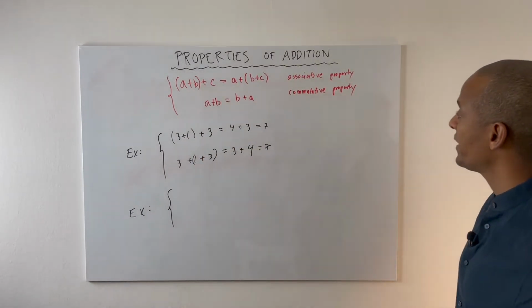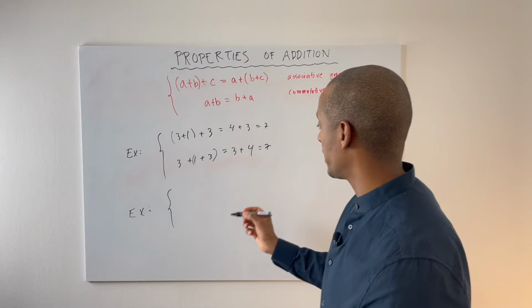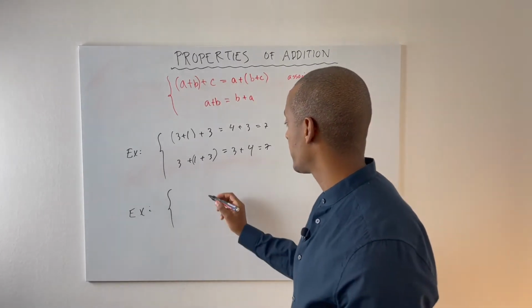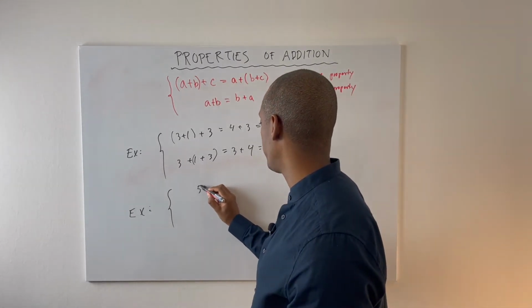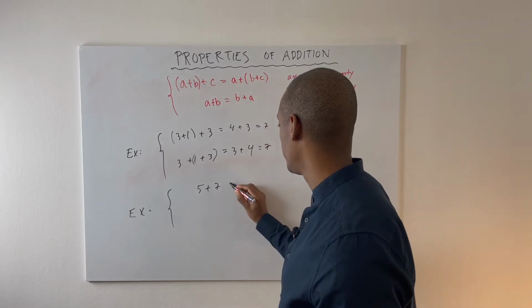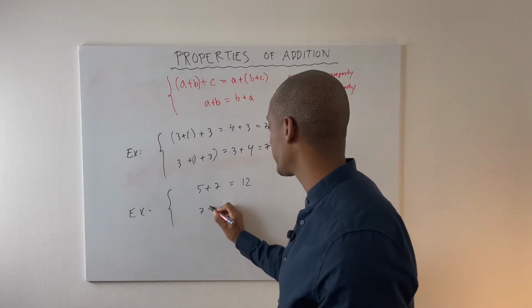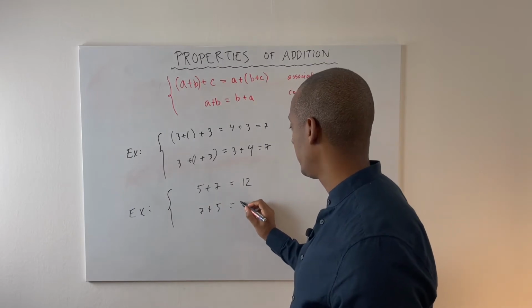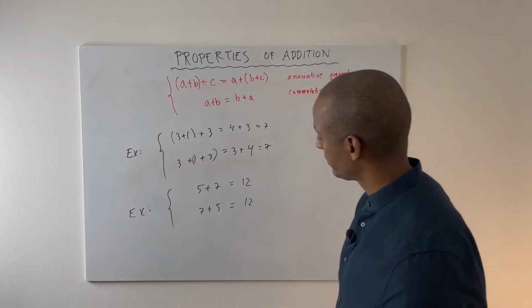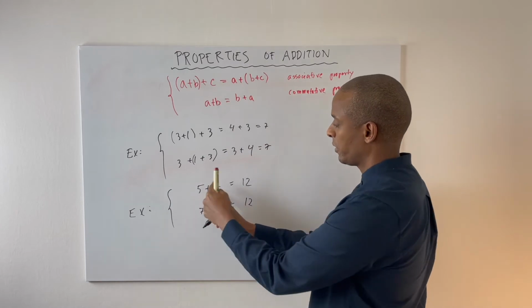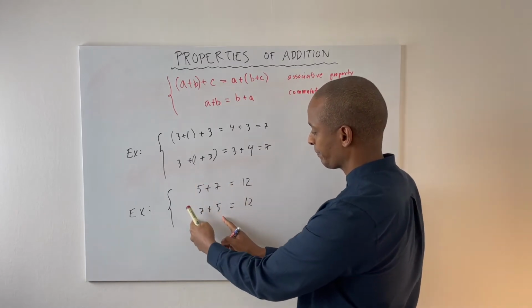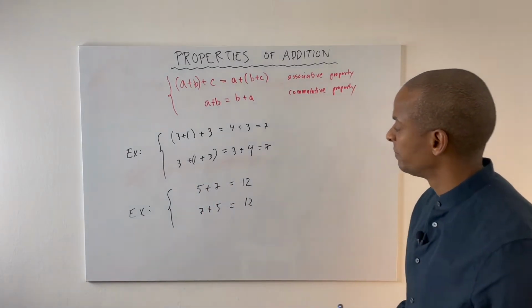The other one is quite easy, the commutative property. It just says that if you take two numbers, let's say 5 plus 7, that's equal to 12. Or we can take 7 plus 5. That's also equal to 12. So we can switch between the 5 and 7 here. We still get the same result.